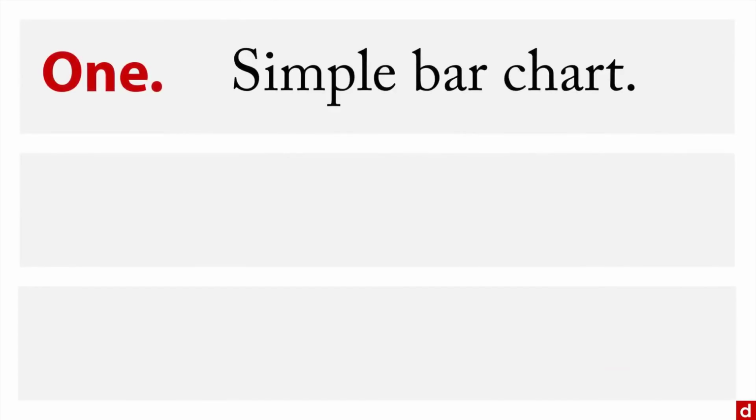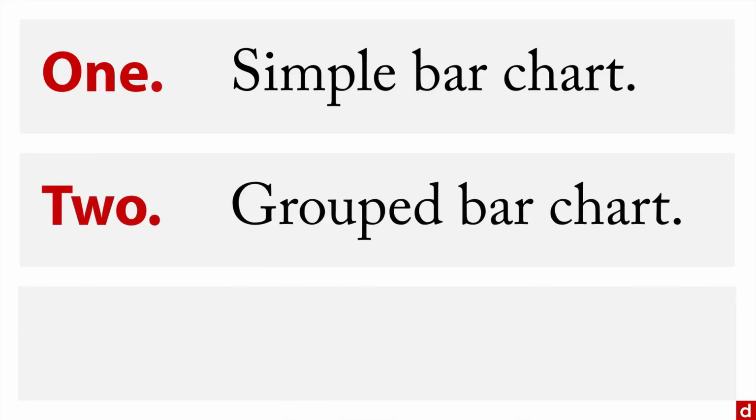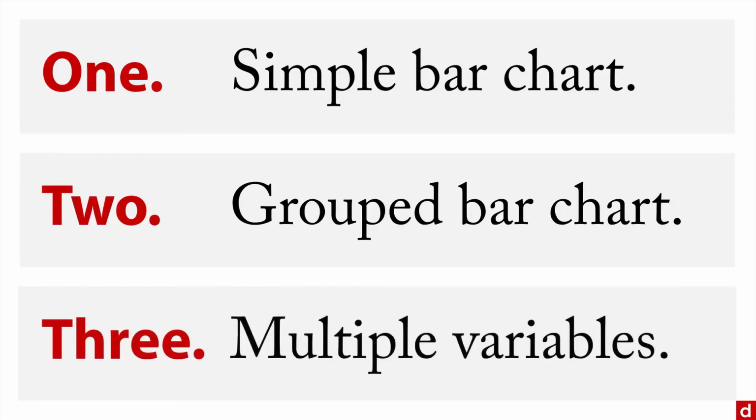Now, we actually have a few options on different kinds of bar charts. One, we can make a simple bar chart, so a single variable simply showing the category frequencies in that variable. Two, we can do a grouped bar chart where we break it down by some other variable. And then three, we can do multiple variables and show the bars simultaneously.